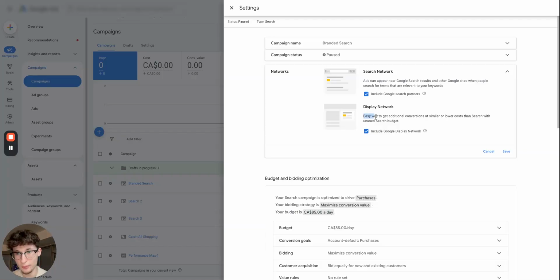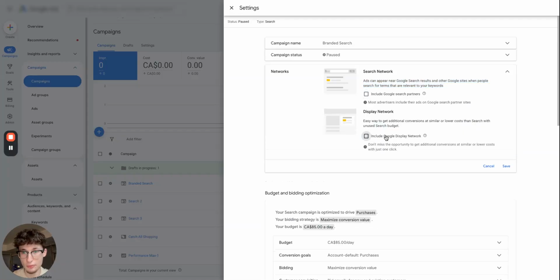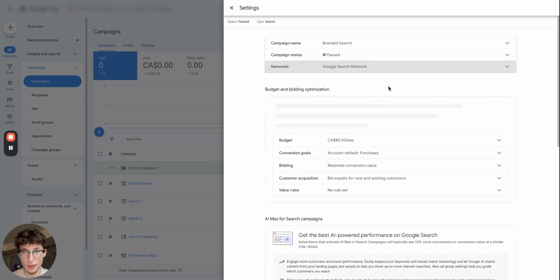What Google's going to do, it's going to start pouring that unused search budget, right? Because there's no more demand to capture for that day. It's going to use that remaining budget and push it towards display. And that's not something we want, because we're not even really running a display campaign. I would run a dedicated campaign for that. And same goes for search partners, because uncontrollably you can just start spending there. So those are two things right off the bat we want to uncheck.